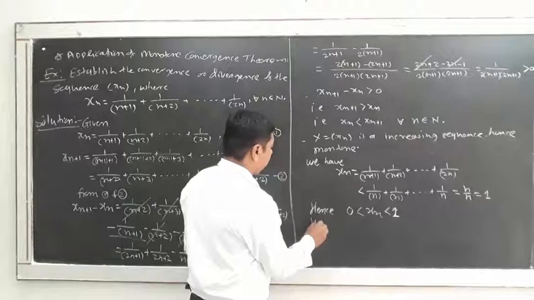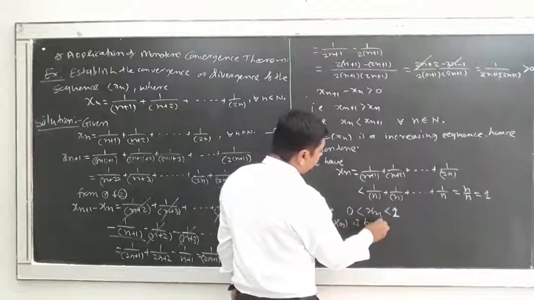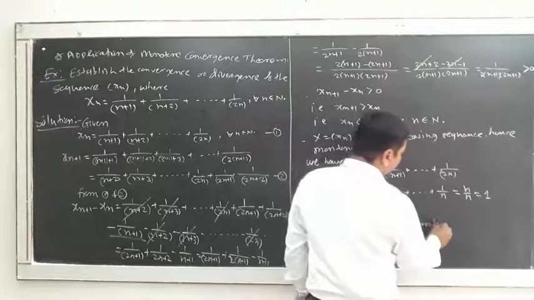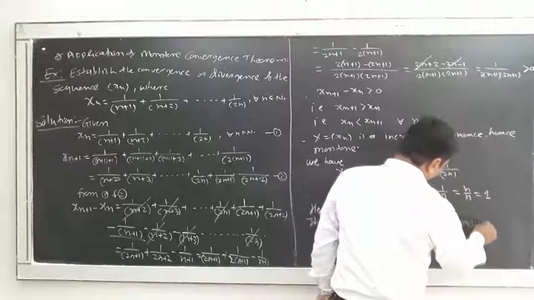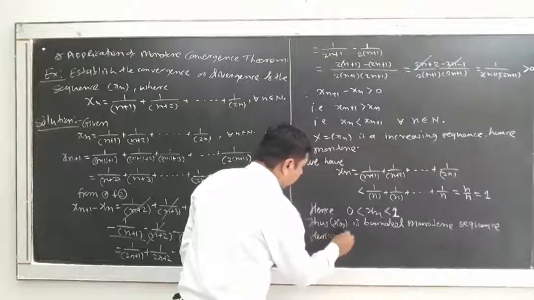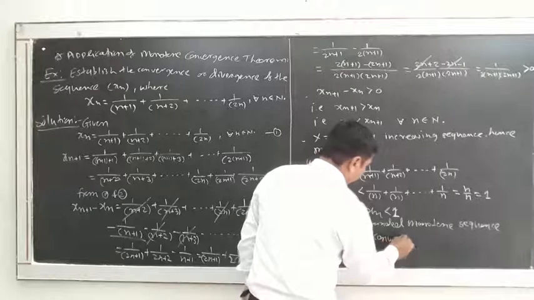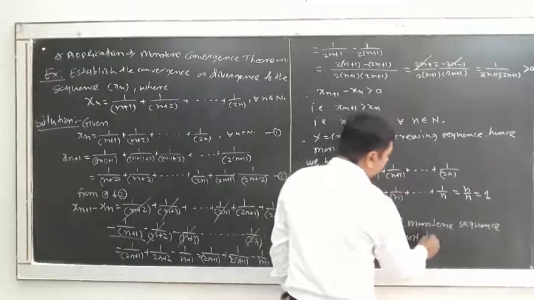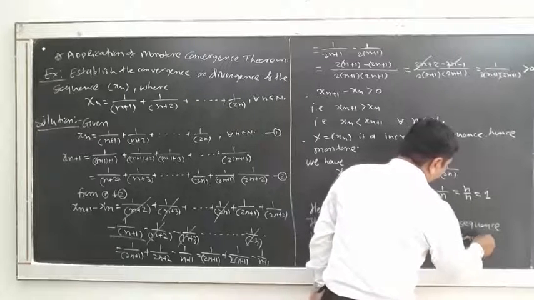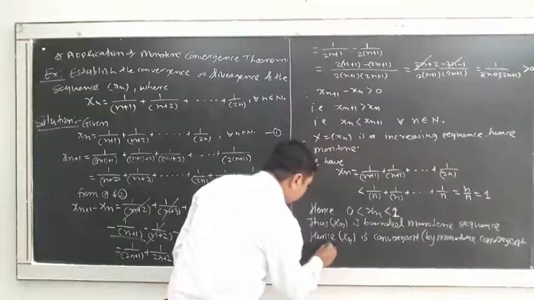Hence what we can say? Thus xn is a bounded monotone sequence. Hence xn is convergent by the monotone convergence theorem.